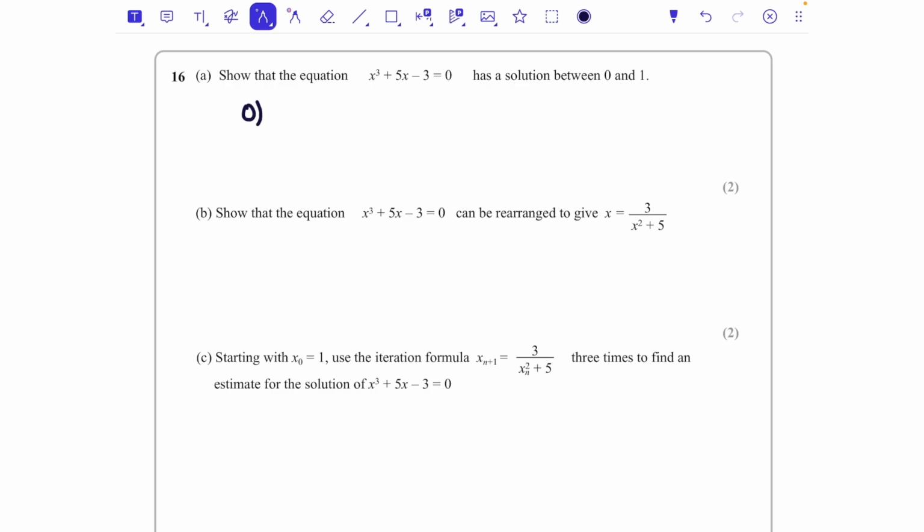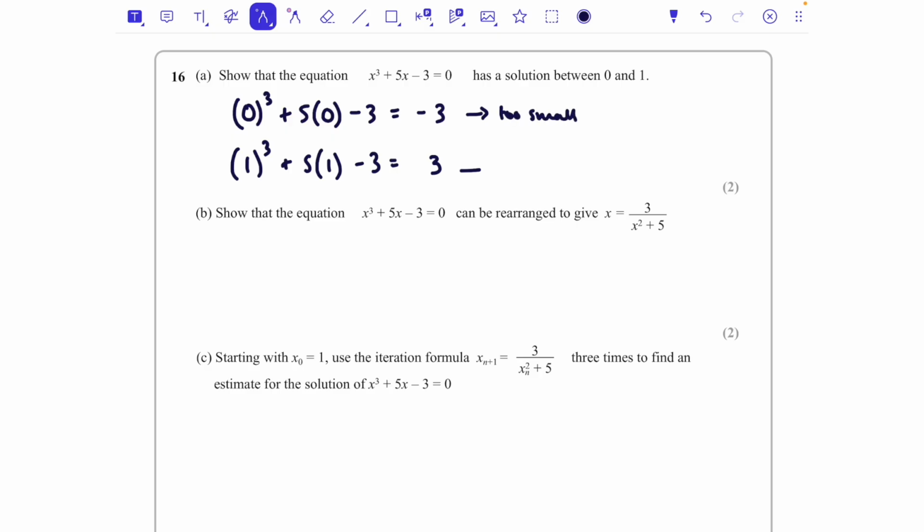So 0 cubed, add 5 lots of 0, take away 3, that is minus 3. And 1 cubed, add 5 lots of 1, take away 3 is 3, which is, that one's too small and this one's too big. And we want to write a statement, so therefore the solution must be in between.